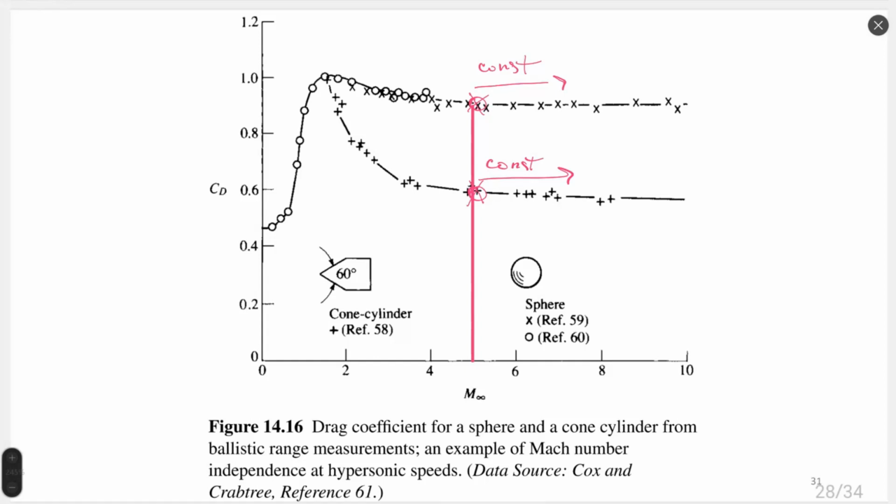From practical point of view, it means that we can provide relatively cheap experiment testing at Mach 5 and use these results of experiment for high hypersonic application, high Mach numbers.